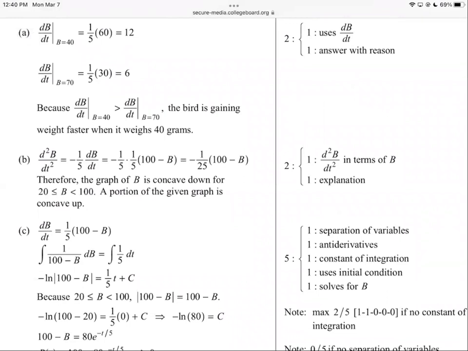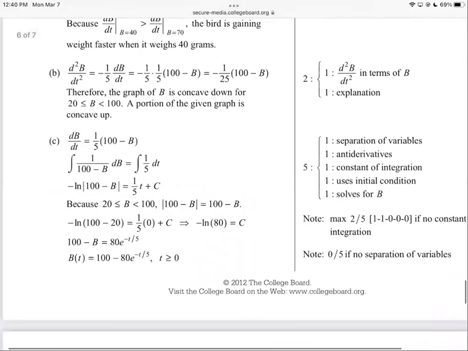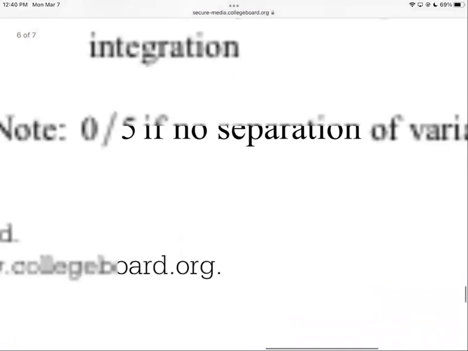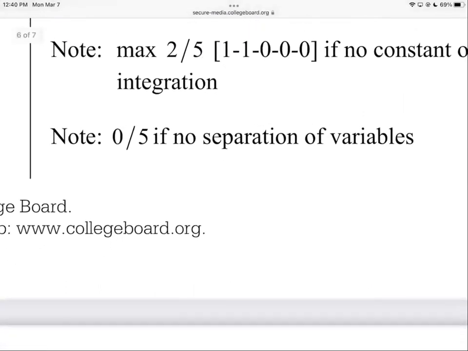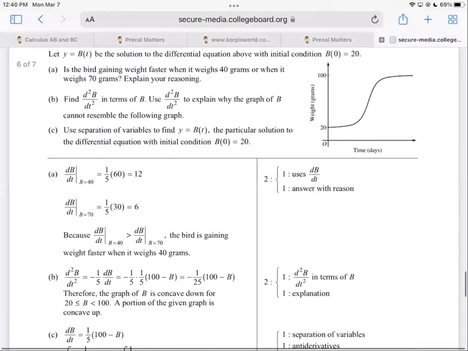Let's see, theirs was a little more concise. Therefore, the graph of B is concave down for 20 to 100. A portion of the given graph is concave up. And then look at this one, look at 5 points. 1 point for the separation. We got it. 1 point for both antiderivatives. We got them. 1 point for putting the plus C right there on line 3. 1 point for using the initial condition, for plugging it in, and then 1 point for solving for B. And then look what it says here at the end. Note, no soup for you if you don't show the separation of variables. Yeah, 0. So you've got to show it.